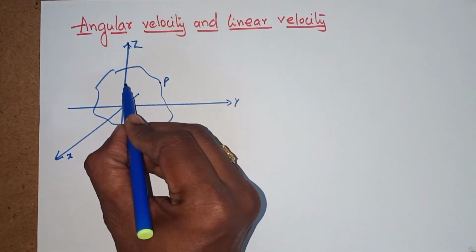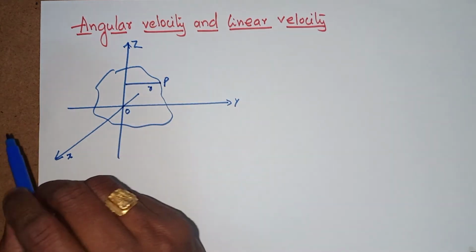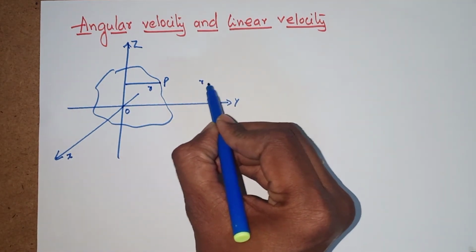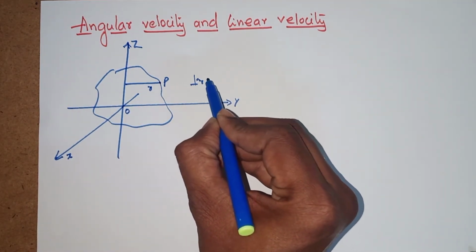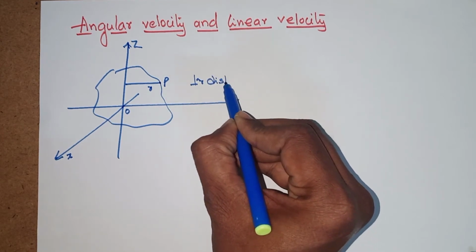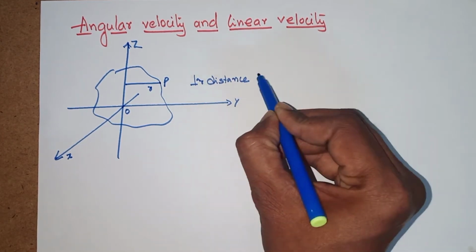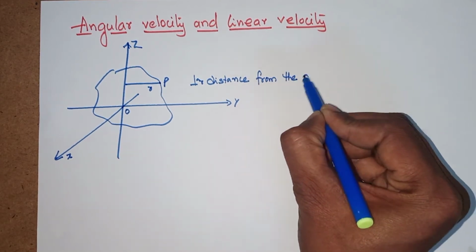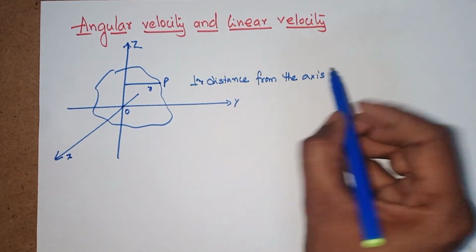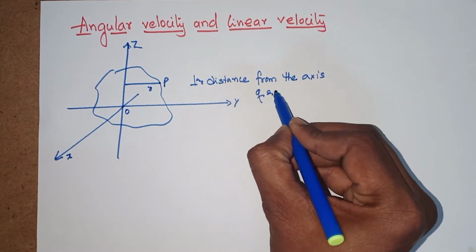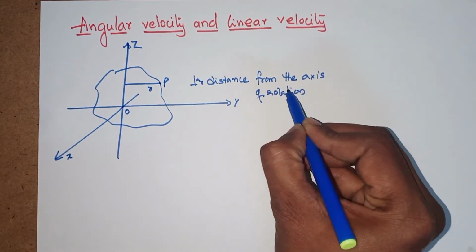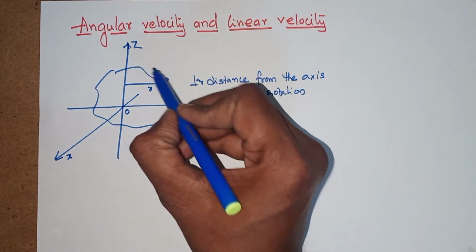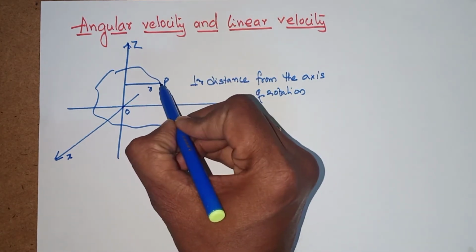where the distance is r from the axis, which is called the perpendicular distance from the axis. Of course, I can call it the axis of rotation. Right, now what is happening? Let us say the point P is there.